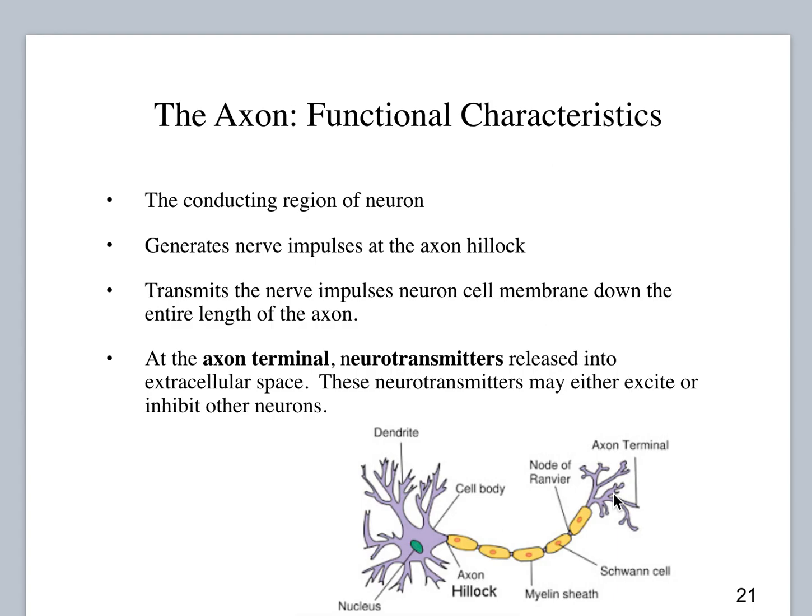Nerve impulses are generated at the axon hillock. The hillock is the beginning of the axon, and the impulse transmits down the entire length of the axon. By the time the action potential, or the electrical wave, reaches the end of the neuron, neurotransmitters are released into the extracellular space, and they're picked up by other neurons. And that just creates a chain reaction from one neuron to the next to convey information.